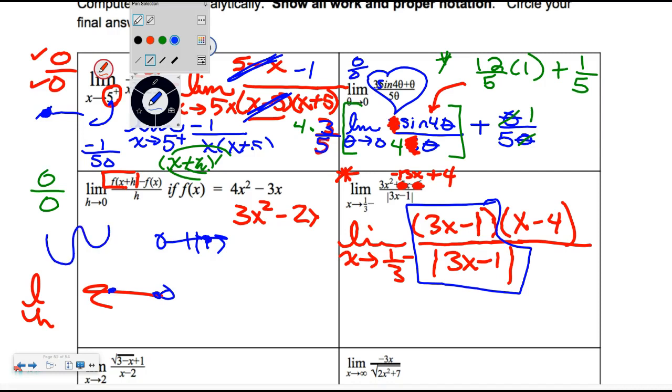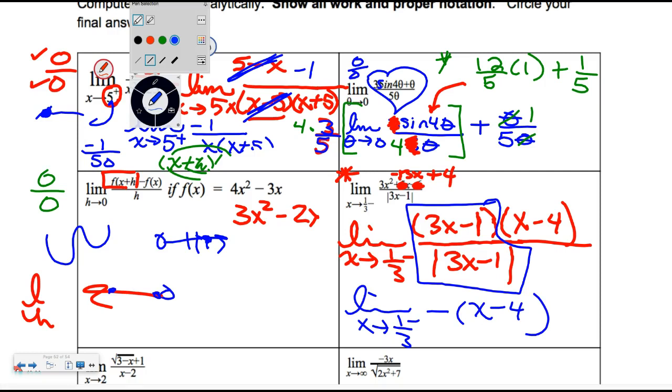If I put in a 0, I'd have a negative on the top and a what? Positive on the bottom. So this is going to equal -1. It's the same stuff over the same stuff. The only difference is the absolute value. So this is going to be the limit as x approaches 1/3 from the left of a -1 times x minus 4. Now what do I do with the 1/3?